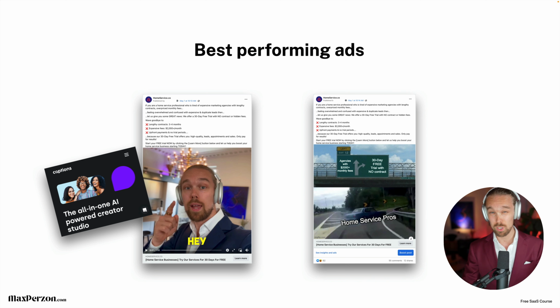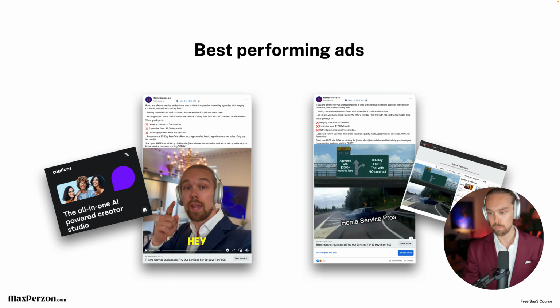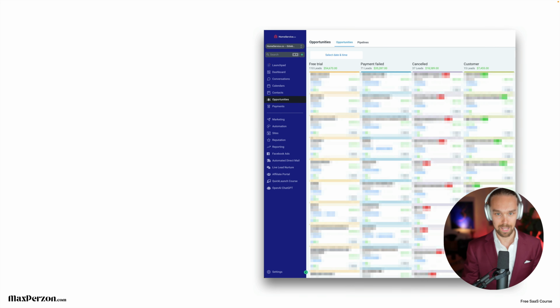We also use memes quite a bit. We've tested this. This specific meme is actually working really, really well. It's home service pros. It's like a drift meme. If you go forward, it's agencies with $2,000 plus monthly fees. And if you go right, you get a 30-day free trial with no contract. And we use the super simple meme generator website to generate those memes. Those are our 2 best performing ads so far, right?